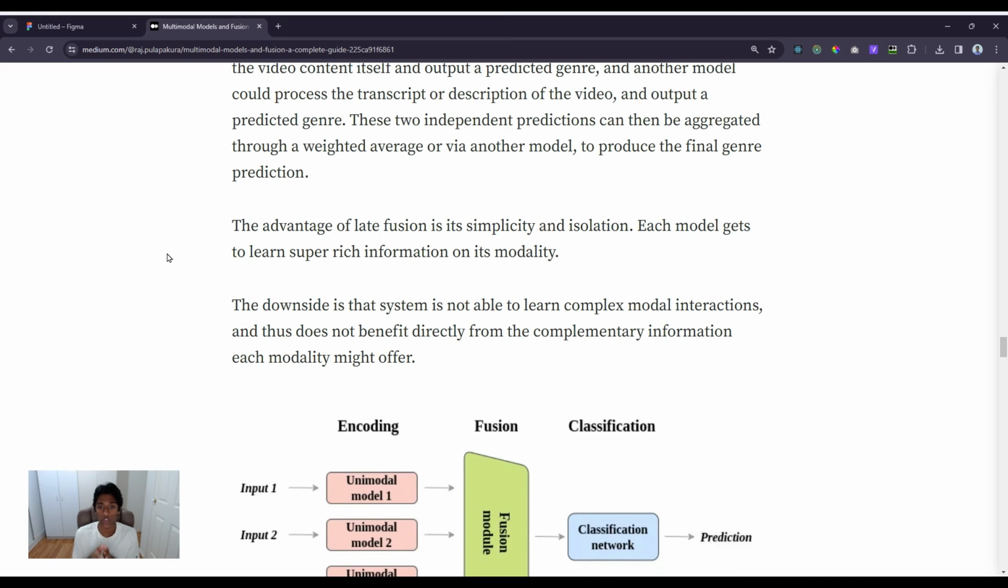Each model gets to learn super rich information on its own modality. The downside is that the system may not be able to learn complex modal interactions, and thus does not benefit directly from the complementary information each modality might offer.